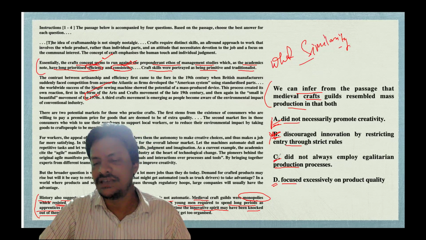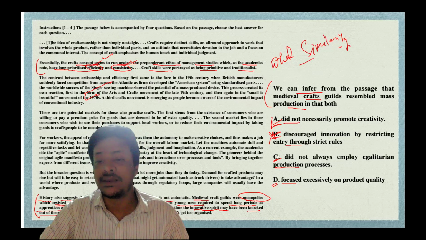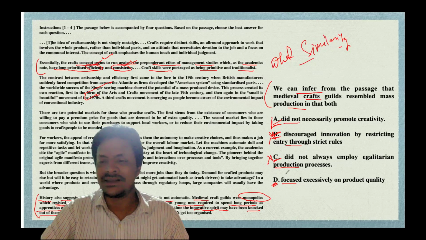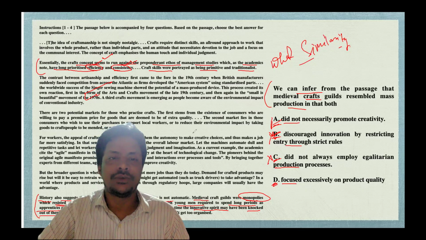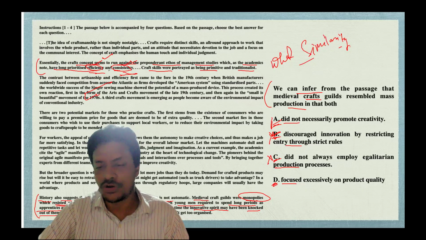Similar to that, option C also says did not always employ egalitarian production processes. The passage never talks about equal or fair processes. This idea is not mentioned, so it cannot be inferred either. Then the fourth one states focused excessively on product quality. The passage shows the opposite. Mass production focused on efficiency and consistency. Efficiency and consistency. So not quality.